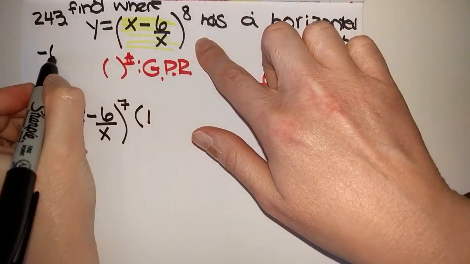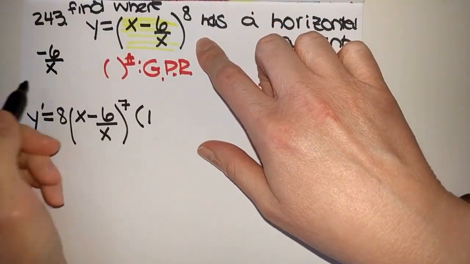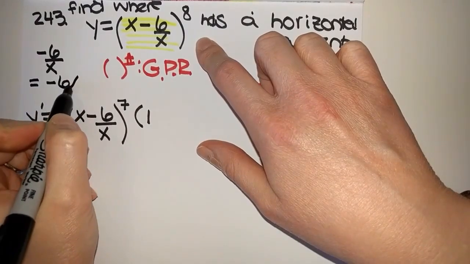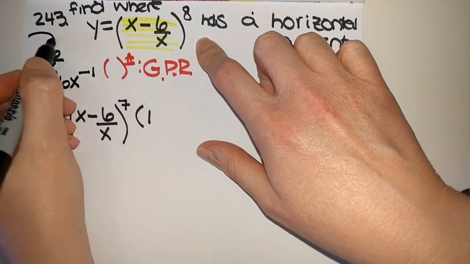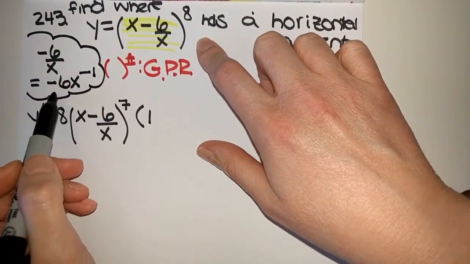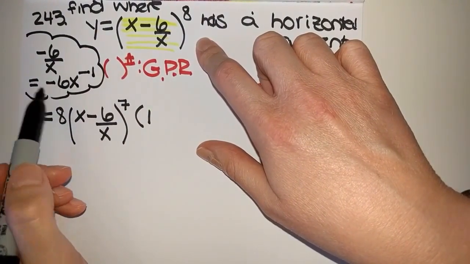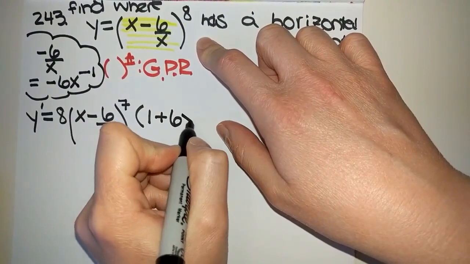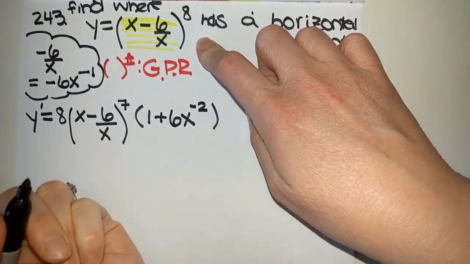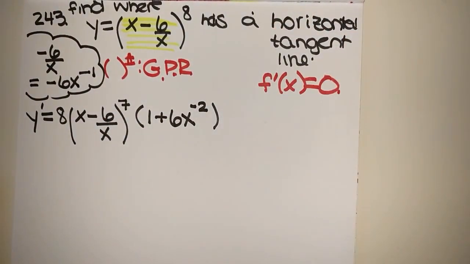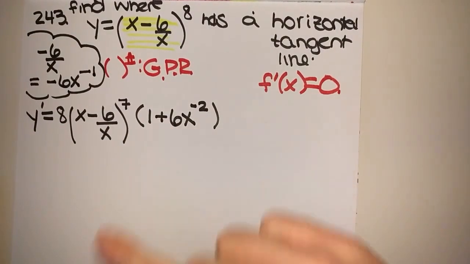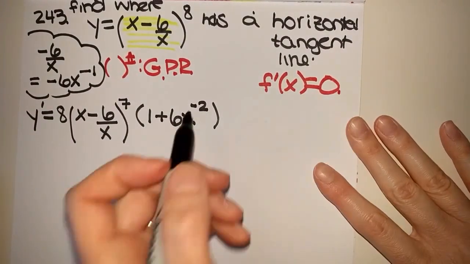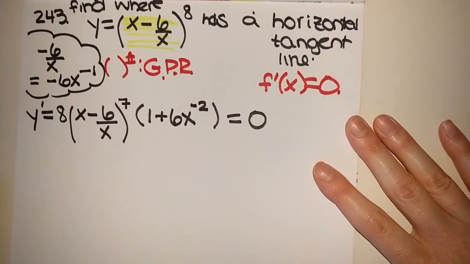This minus 6 over x, I would kind of go off to the side and rewrite that as negative 6x to the negative 1. And then say to myself, once I have that rewritten, that I would use the power rule on that. So I would bring down the negative 1 to get a positive 6x to the negative 2. Okay, so that would be our derivative of the inner function here in parentheses. Now, at that point, we want to set our derivative equal to 0 and solve.